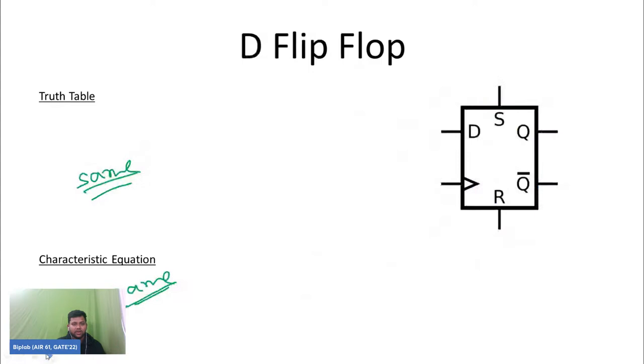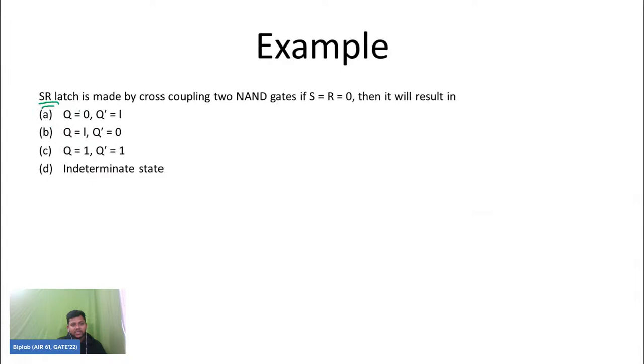SR latch is made by cross coupling two NAND gates. The SR latch we have just seen was made by cross coupling two NOR gates. So here you have to make the SR latch by cross coupling two NAND gates. This is how you will make it.